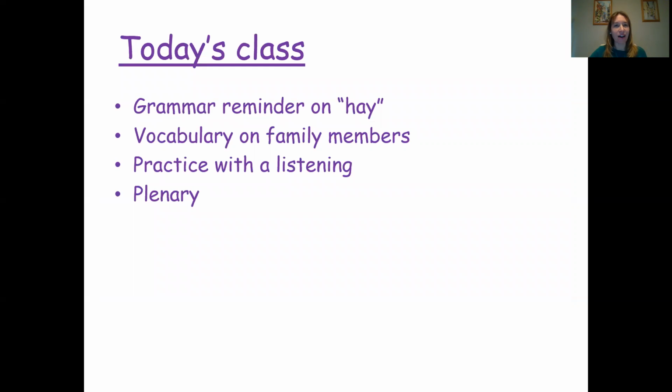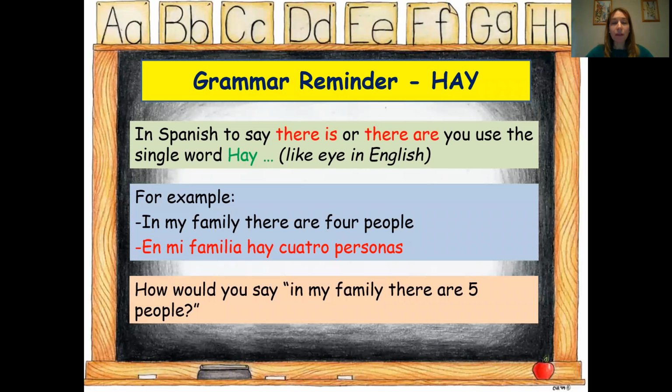So in today's class, we're going to have a reminder on hay, meaning there is or there are. We're also going to look at vocabulary on family members, practice with a listening exercise, and finally plenary. So just a quick bit of revision on the word hay. Now you would have come across this last term when we were describing what was in our pencil cases. We would say, hay un bolígrafo, hay una calculadora, there is or there are. So in Spanish, there is just one word for there is or there are, and that is hay.